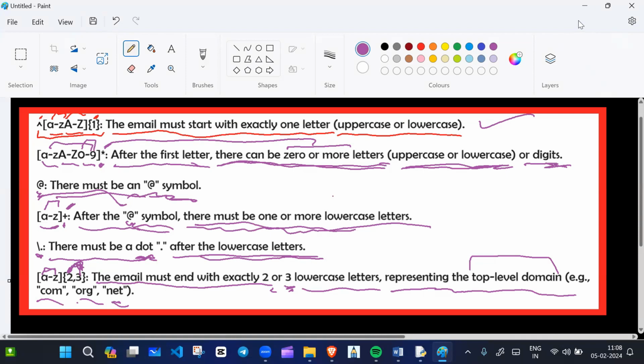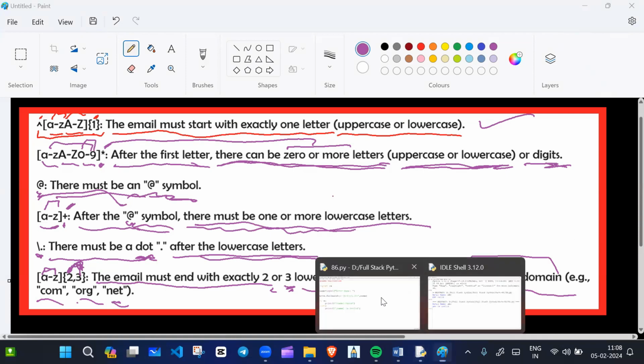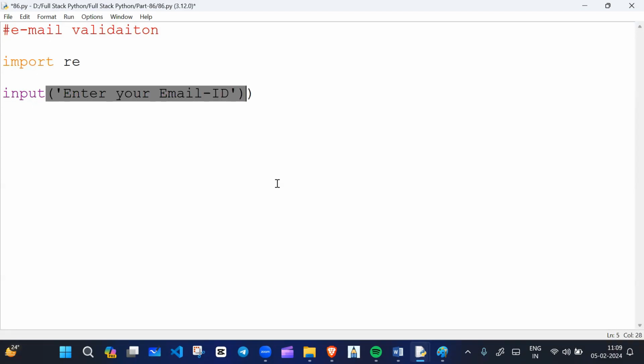Now we will write the program so that you can easily understand. So what is our program? Email validation. For example, I import the re module. Now I will take input from the user, saying enter your email ID, and we will store this email in a variable called email.